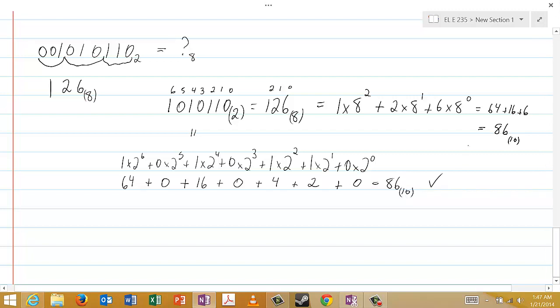So indeed, this technique that we have shown here for converting from base 2, which is called binary, to base 8, which is called octal, this technique does work, but it only works, again, when one base is a power of the other base.